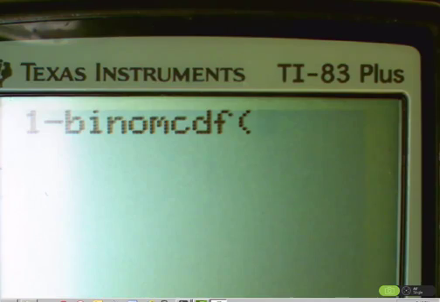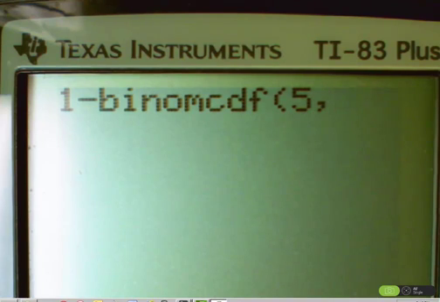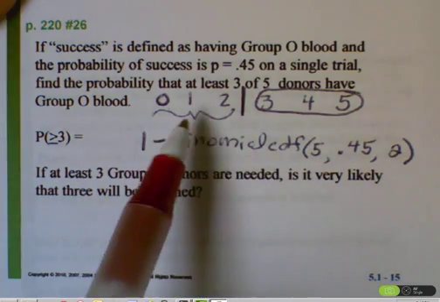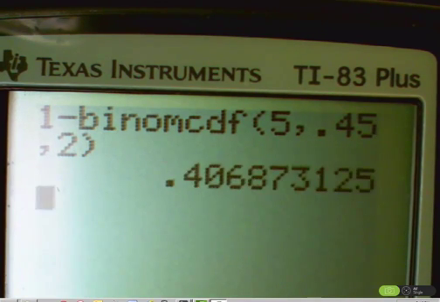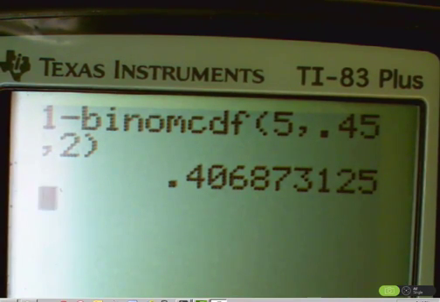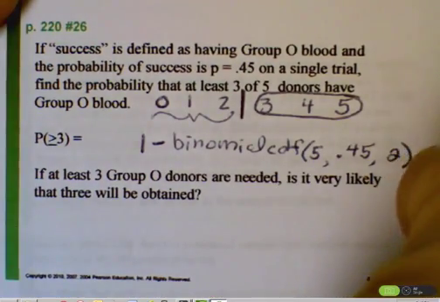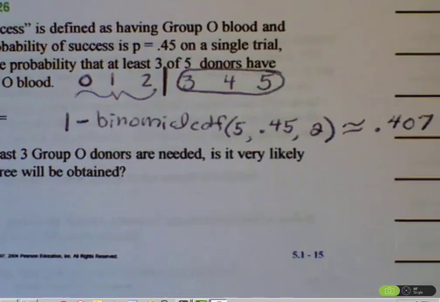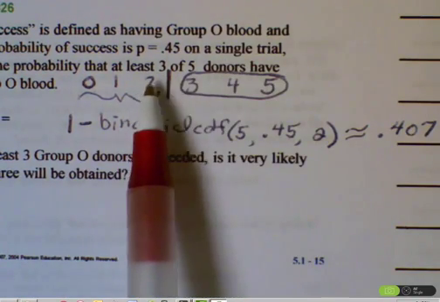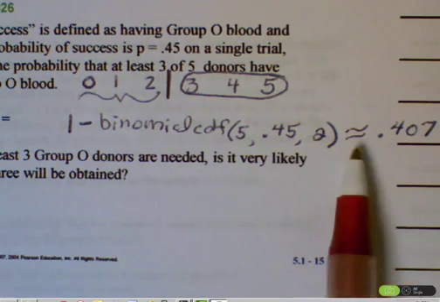And then go ahead and enter the size of the trial is 5. Probability of success is 0.45. And I want the calculator to stop adding at 2. So 2 is the last number I enter. And that probability rounds up to 0.407. The probability of getting at least 3 out of 5 donors with group O blood, there's about a 40% chance of that happening, maybe 41%.